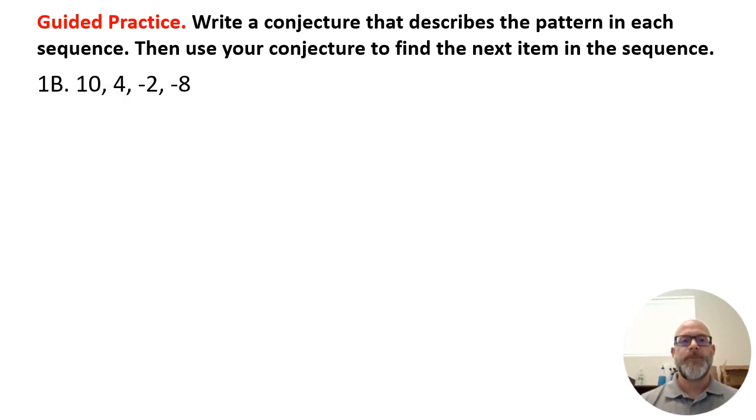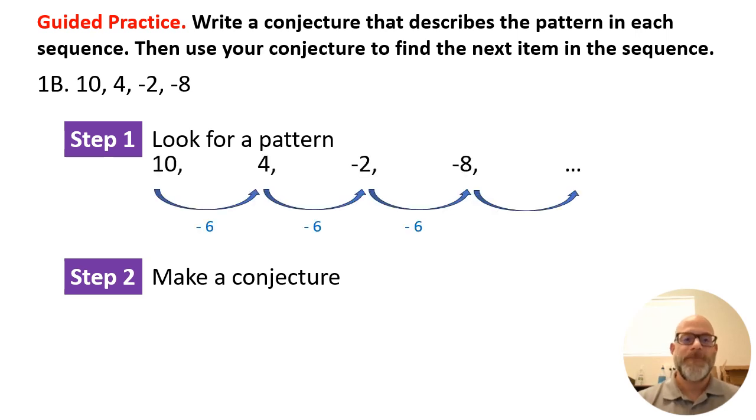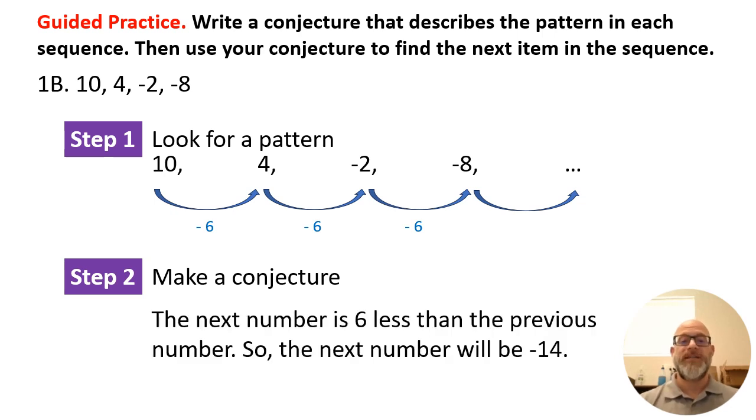All right. How about this one? Remember what the 2 steps are here? Look for a pattern, make a conjecture. Go ahead and try it. Pause the video. Come back when you're ready. All right. Well, it looks like we're subtracting 6 each time. So my conjecture is the next number is 6 less than the previous number. So the next number should be negative 14.